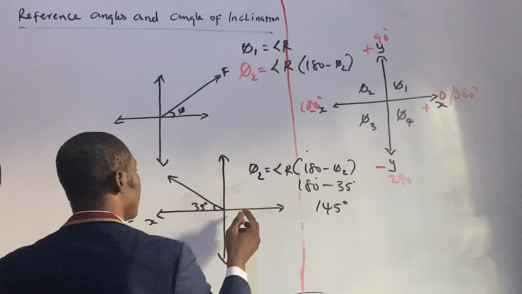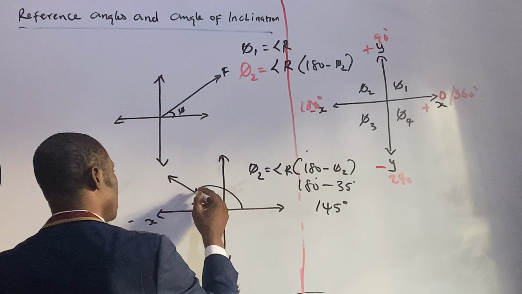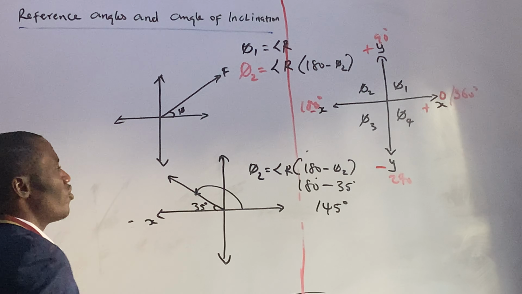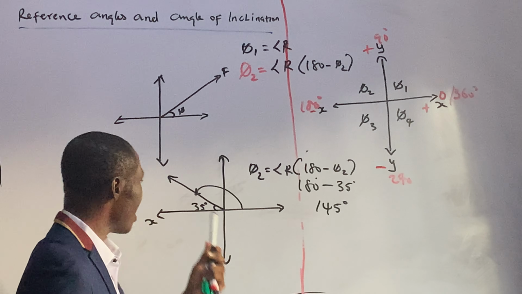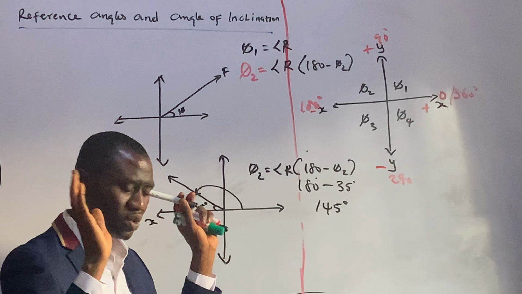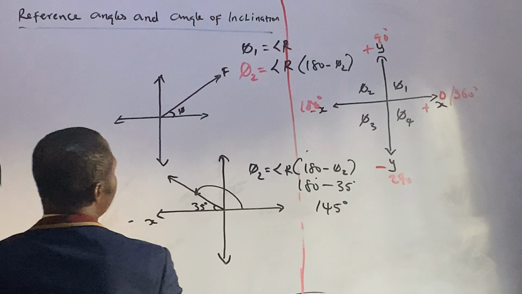That means from here to this place totals 145 degrees. Unless you can have 20 degrees, you can have 30 degrees. Just follow the procedure, you'll get your answer. All right, let's go to the next one.